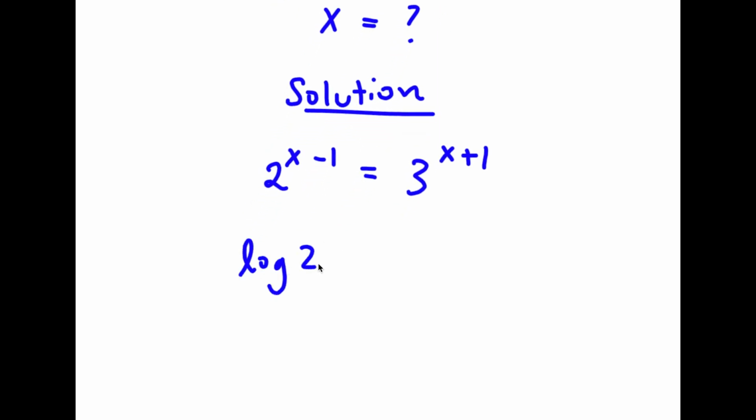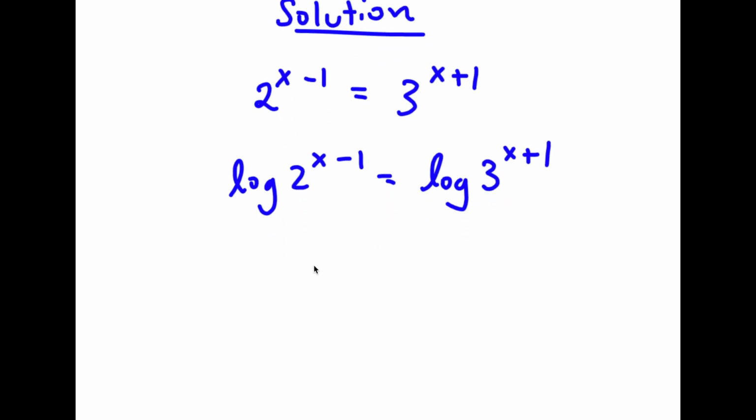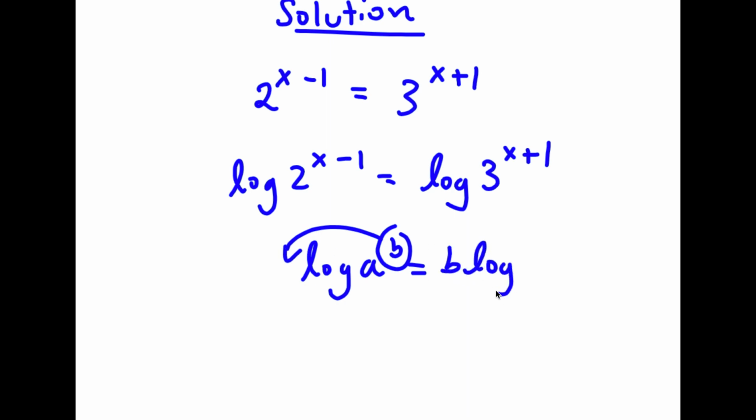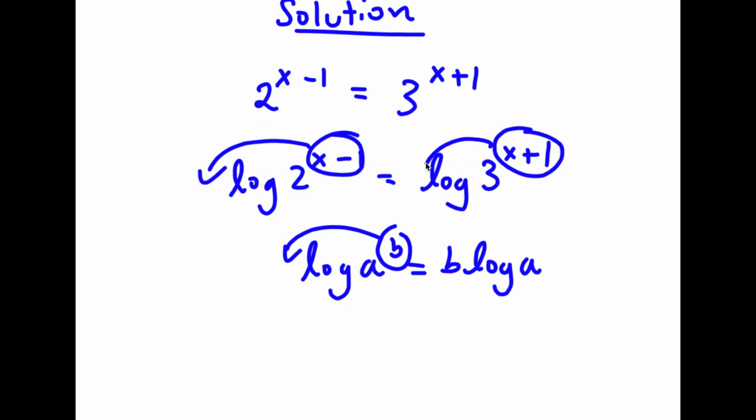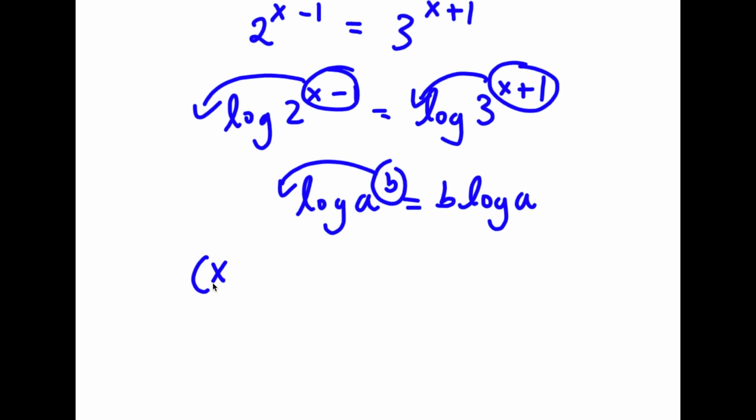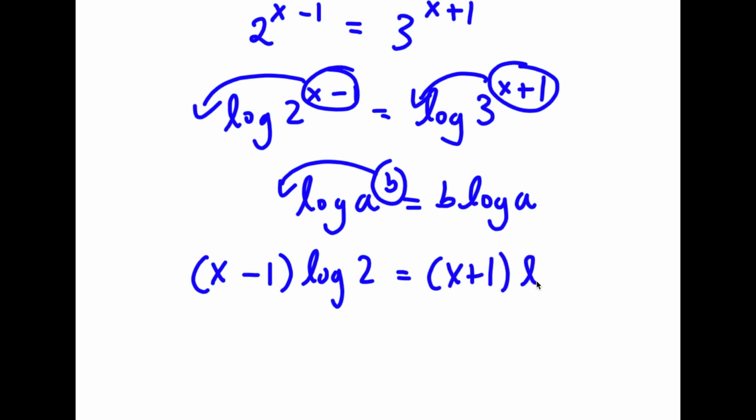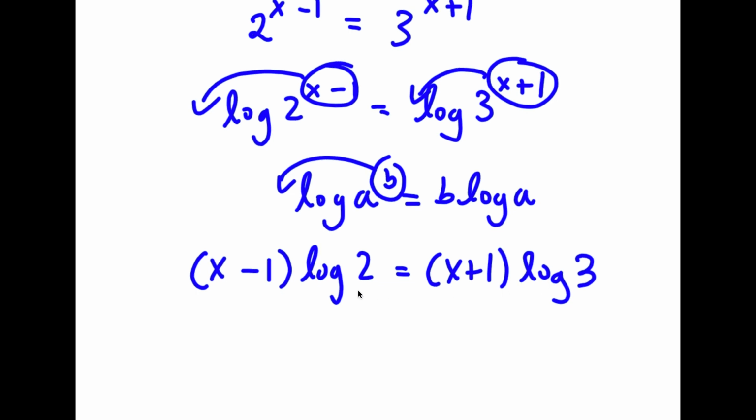So now I have log 2 to the power of x minus 1 is equal to log 3 to the power of x plus 1. And if I have something in the form log a to the power of b, I can move this exponent b to the front. So this is equal to b times log a. So in this case, I have log 2 to the power of x minus 1. I can move x minus 1 to the front. And log 3 to the power of x plus 1, I can move x plus 1 to the front. So now I have x minus 1 times log 2 is equal to x plus 1 times log 3.